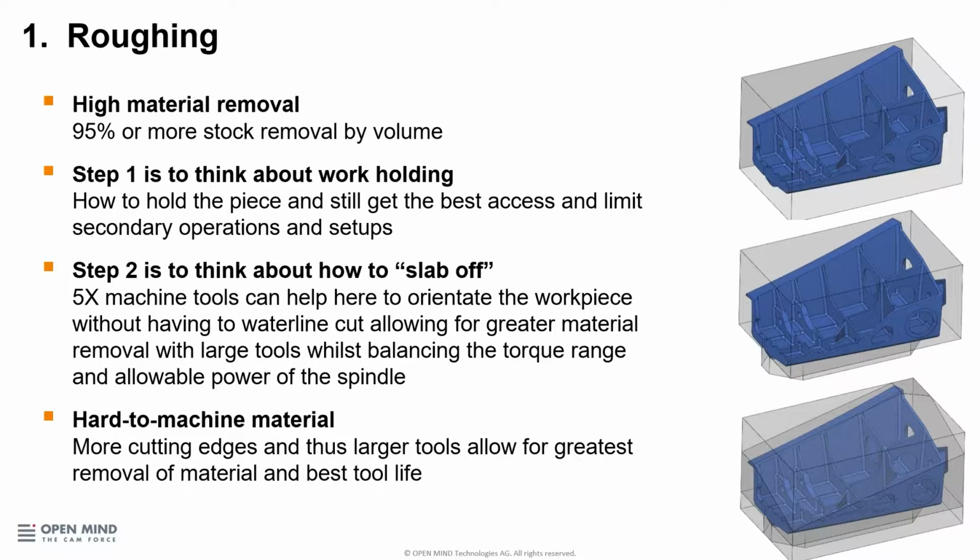The use of 5-axis machine tools now enables you to orientate the part to a suitable orientation, where you can then machine with a large diameter tool with many cutting edges to best balance the power you have in your spindle against what's possible. You're trying to utilize the maximum out of your machine tool to get the most material off that part as quick as possible.